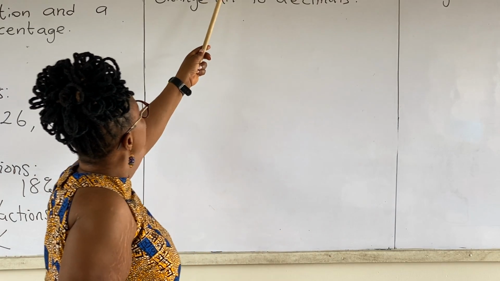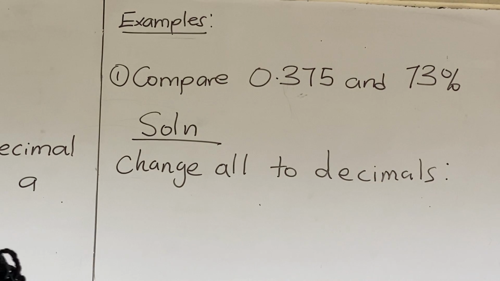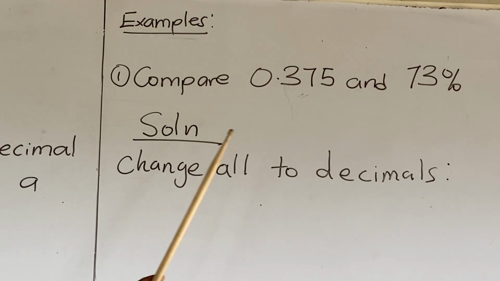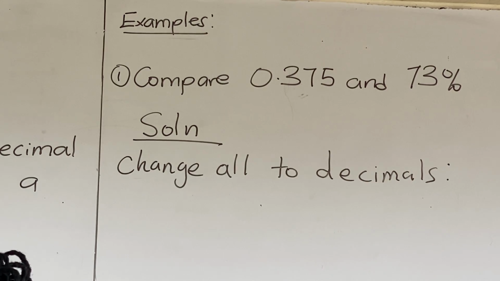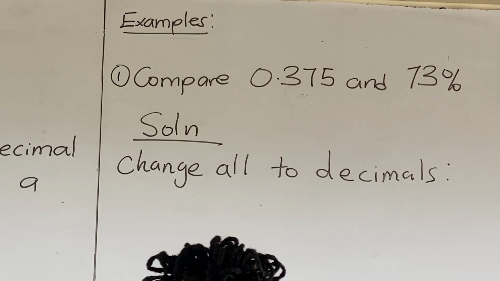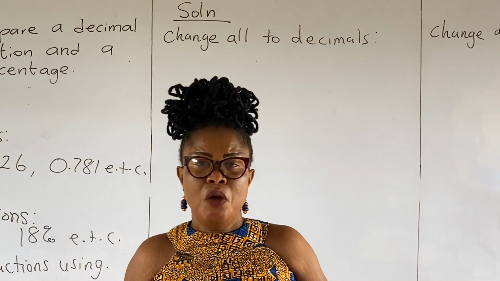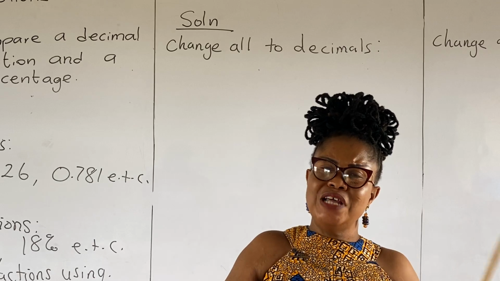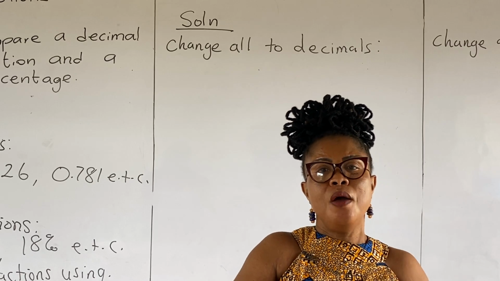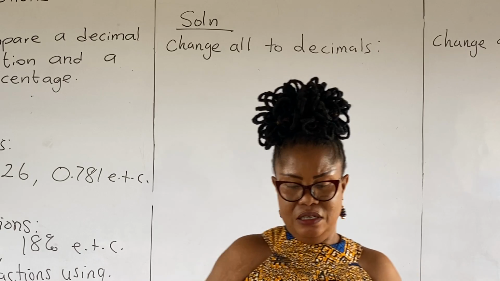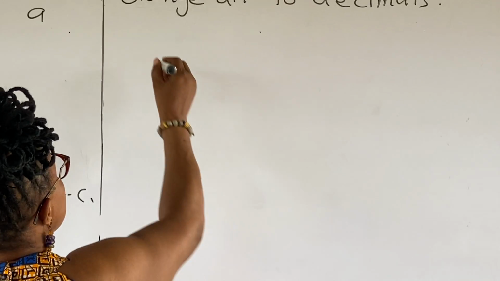Now, we are going to compare 0.375 and 73%. We are to compare 0.375 and 73%. Now, we can work this in two ways. We can either change all of them to decimal fractions or change all of them to percentage fractions. Now, let's change all to decimal fractions.